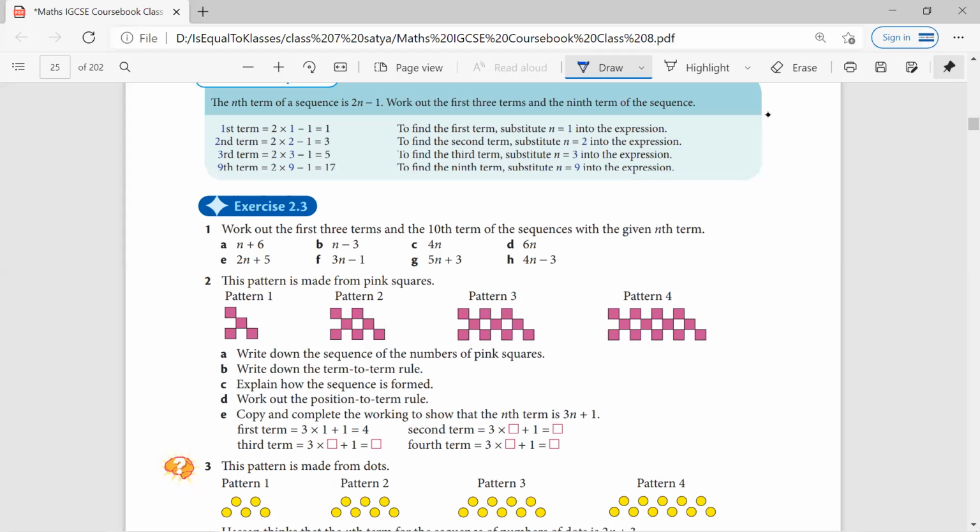Okay. Can you guys try to do question number 1? Question number 1, C and G part. Work out the first 3 terms. So first you will have to write the first 3 terms of the sequence, and then you will have to find the nth term of the sequence with the given nth number. Have you understood the question or not? Yes. Okay. So actually you should do C, F, G. Do these 3 parts.